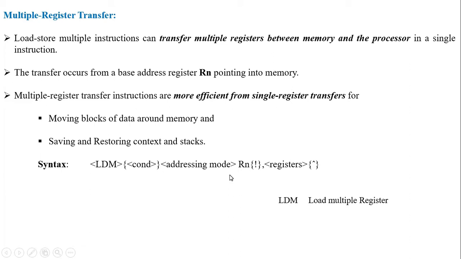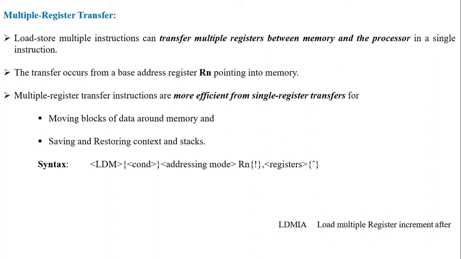Then after the addressing mode, in the syntax, Rn is pointed to. Here Rn with an exclamation mark indicates that it is a memory pointer. Then it is followed by registers. Here we can represent one, two, or more registers. If you want to represent two registers, we put a comma between them, or if it is more than two registers, we can use a minus between the registers. For example, if you are using 5 registers, we can write R1 minus R5. That indicates R1 to R5 registers.